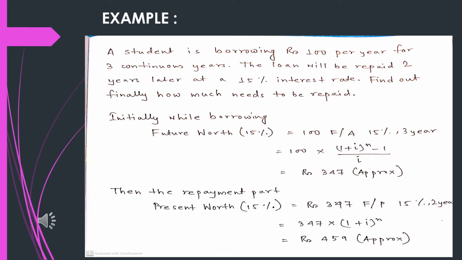So we are transferring the present worth value of 347 into the future worth value after 2 years. Using the formula, if we calculate it correctly, we should get a figure around 459. So 459 is the actual amount that the student needs to pay for initially borrowing and repaying after 2 years. This is what the total value looks like.